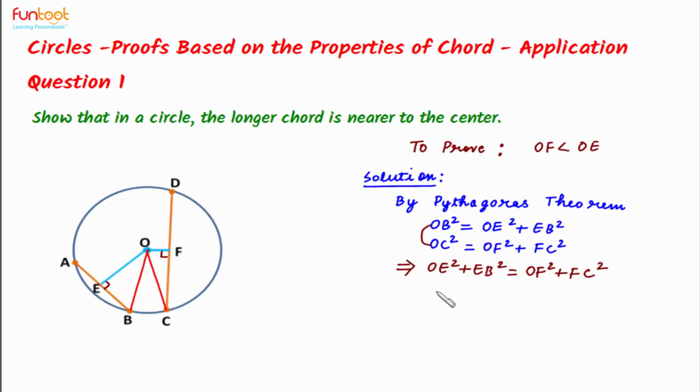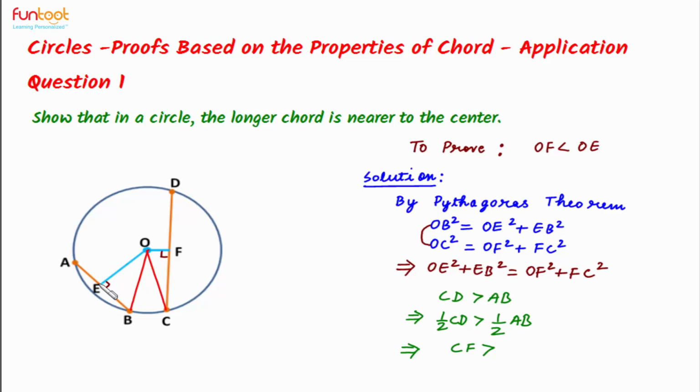Also, it is given that CD is greater than AB. So this will imply that half of CD is greater than half of AB. We know perpendicular from the center bisects the chord. So OF bisects CD, so half of CD will be equal to CF. So CF is greater than half of AB.